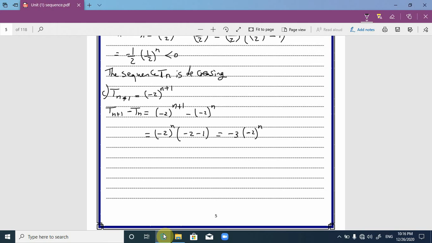Here we have the power according to the first term, second term, third term, and so on. If the power n is odd, there will be negative times negative, which is positive. And if the power n is even, this number will be positive, and positive times negative equals negative. So this sequence Tn is not increasing and not decreasing. It's called alternating: positive, negative, and so on.